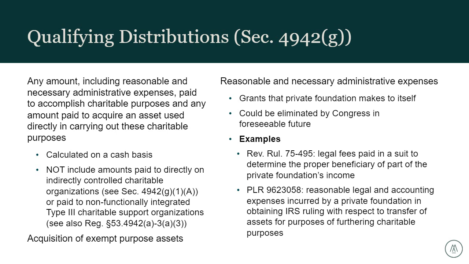9623058, reasonable legal and accounting expenses incurred. We just talked about that. In obtaining an IRS ruling with respect to the transfer of assets for charitable purposes. So I always like to ask people, as you're looking at your expense allocation methodology, have the foundation's charitable purpose in front of you to remind you, even though it may seem intuitive, this is what we are on this earth to do as a foundation. Do these expenses meet that purpose? And if the answer to that is yes, then you should be able to allocate some of your expenses towards your qualifying distributions.